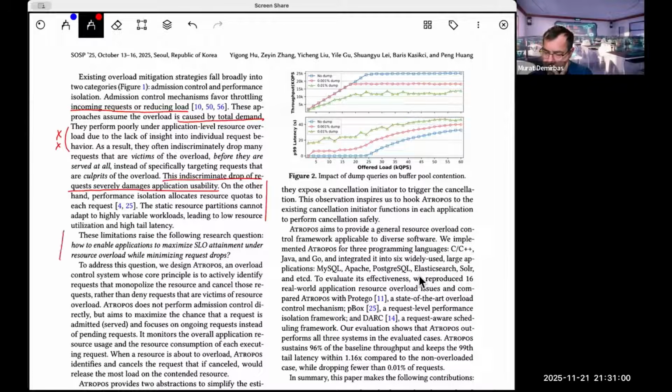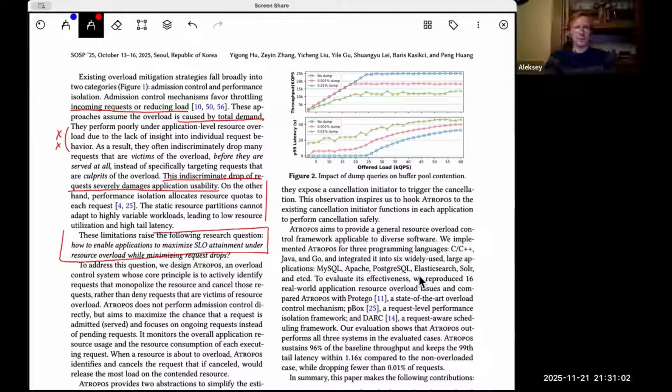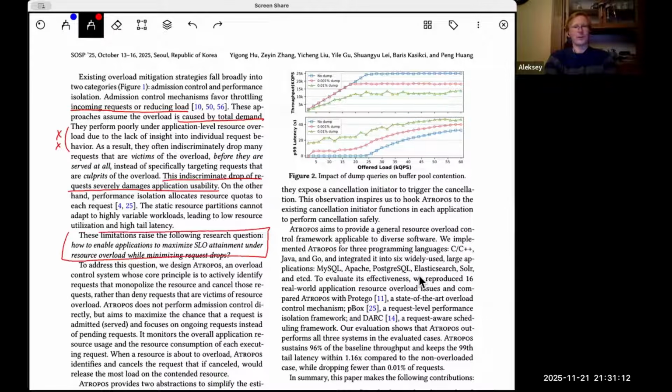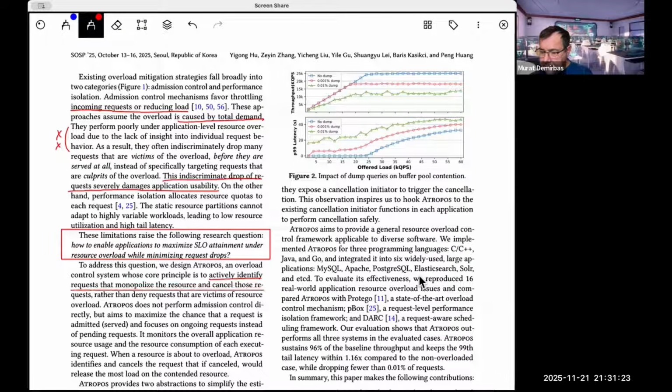To address this question, we design Atropos. I'm sure I pronounce it differently every time, and every time incorrectly. An overload control system whose core principle is to actively identify requests that monopolize the resource and cancel those requests rather than deny requests that are victims of the resource overload.